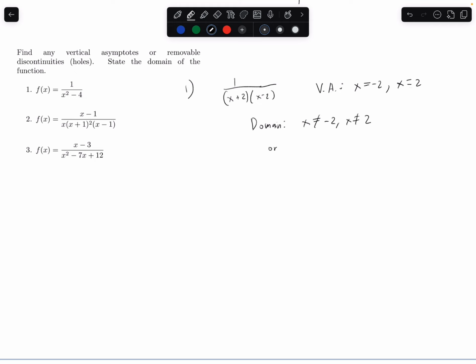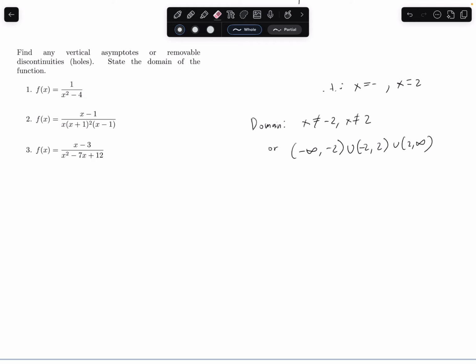Or in interval notation, you can say everything except once you hit negative 2, you stop for a second, and then you start up again, stop again at 2, start up again, and then go onwards toward infinity. Okay, 2 ways to say the same thing for domain. That was number 1. Okay, number 2.